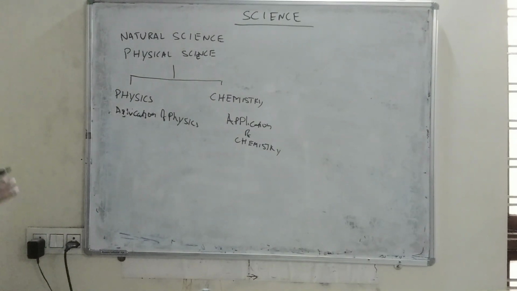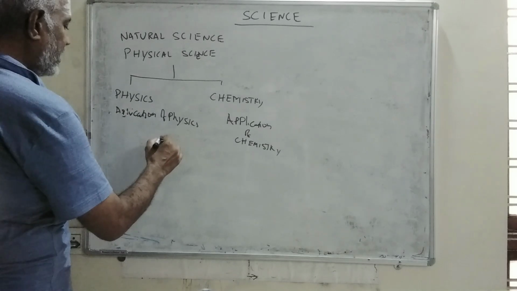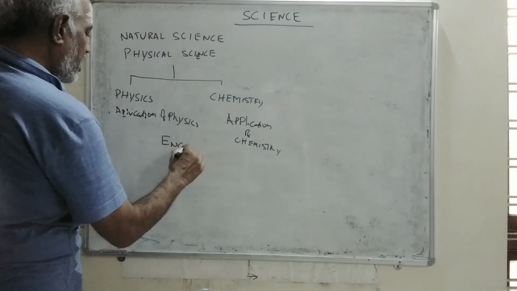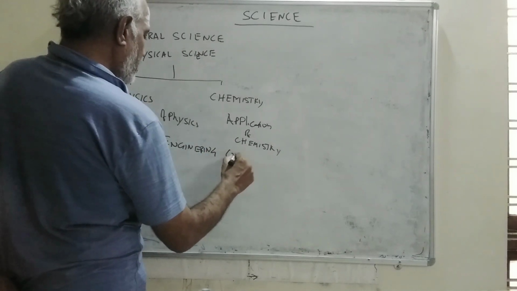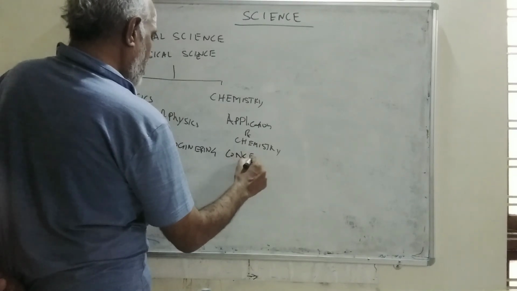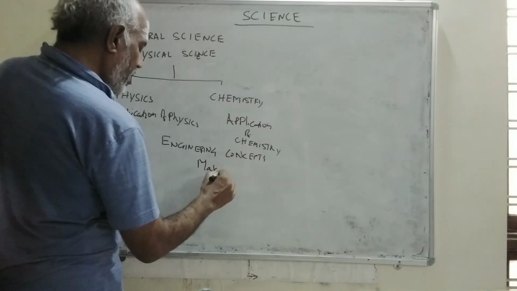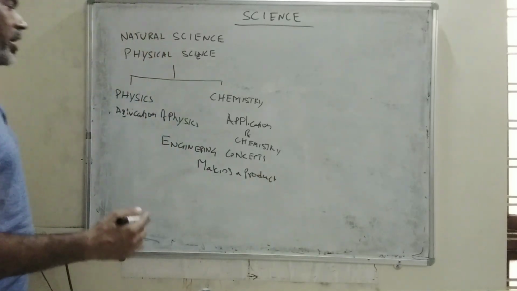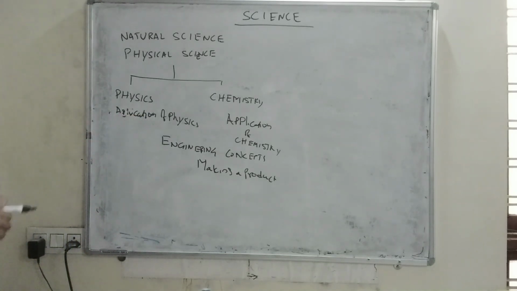So the applications can be simply said as this can apply to engineering concepts. And engineering means making a product. Making a product related to physics and chemistry is what's called engineering. That is the application of physics and chemistry.